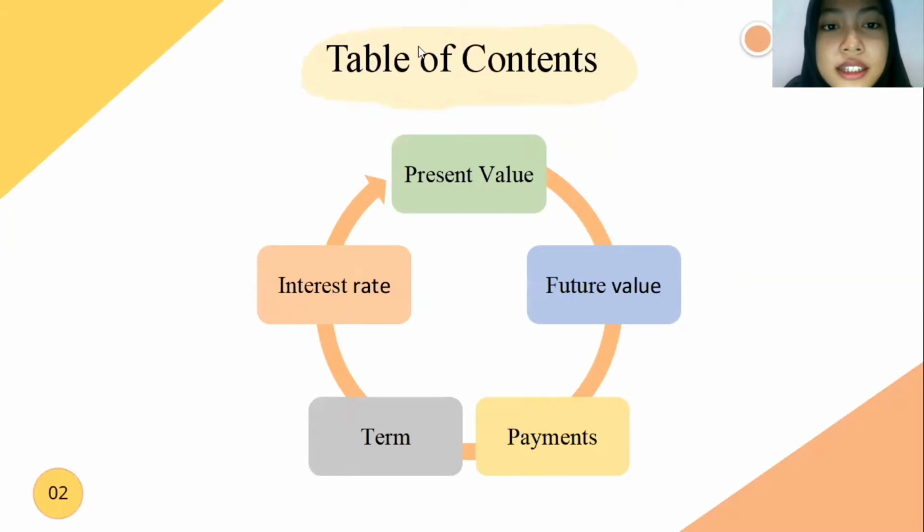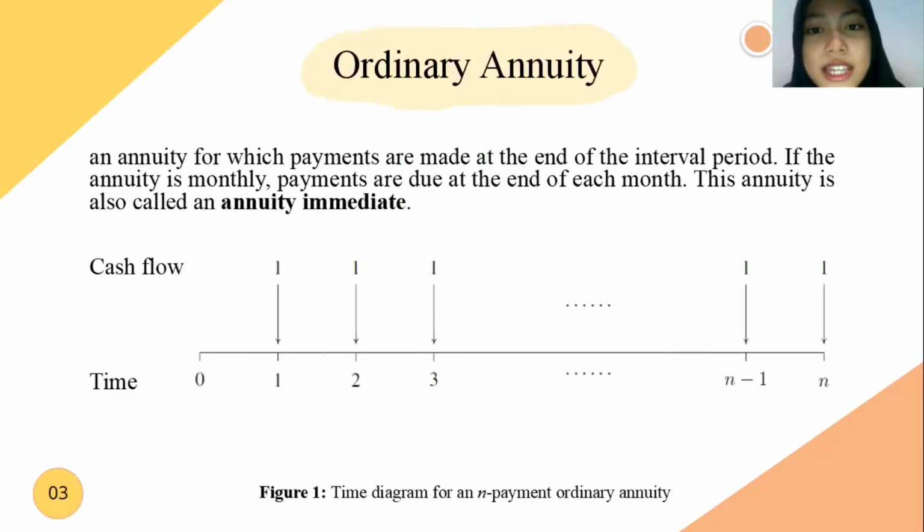And then this is the table of contents. In this section, I want to tell you about present value, ordinary annuity and annuity due, future value, payments, term, and interest rate. So, what is an annuity? An annuity is a set of equal payments made at equal intervals of time. And then, an ordinary annuity is an annuity for which payments are made at the end of the interval period.